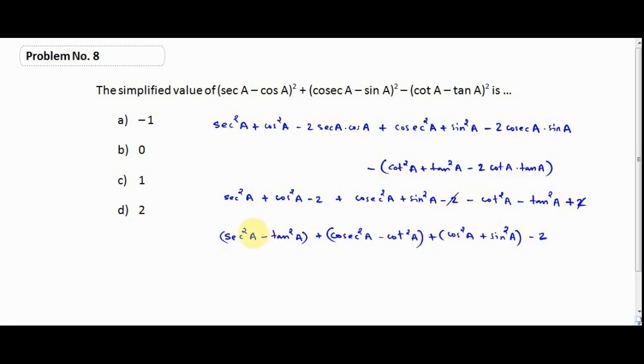Now we know that sec square A minus tan square A is 1, cosec square A minus cot square A is again 1, then we have cos square A plus sine square A, that too is 1. So we get 1 plus 1 plus 1 minus 2. So 1 plus 1 plus 1 minus 2, the final answer is 1. 3 minus 2, that is 1. So here the right answer is given by option C, that is 1.